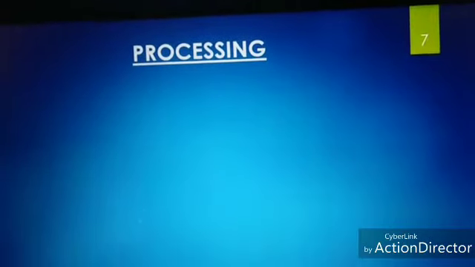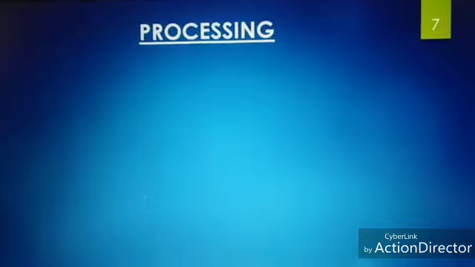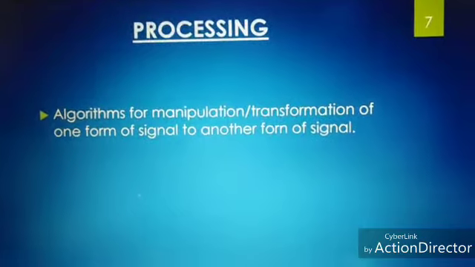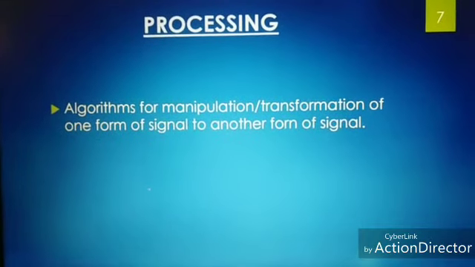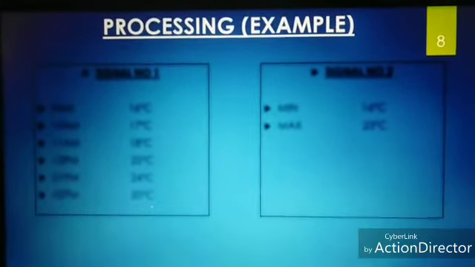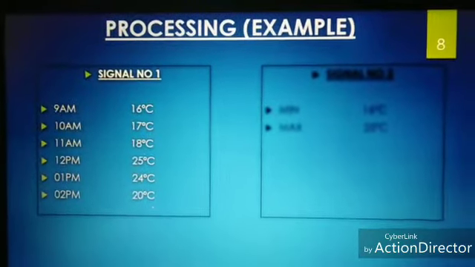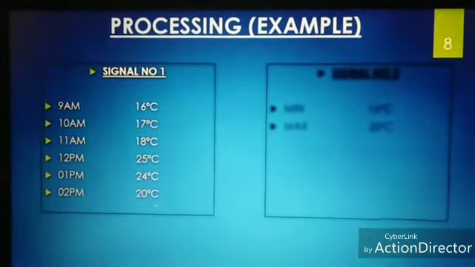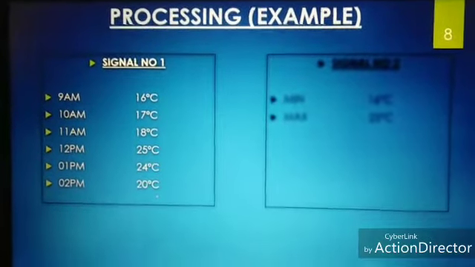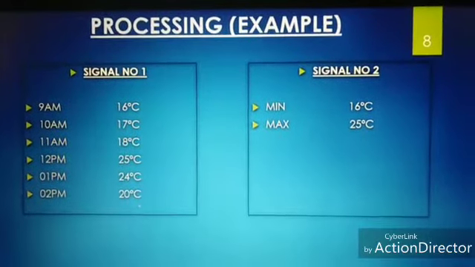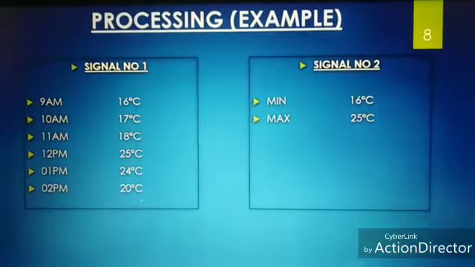Now the next thing is what is meant by processing, the third basic term of digital signal processing. Processing is basically algorithms for manipulation and transformation of one form of signal to another form of signal. Let's consider an example that will explain processing. This is signal number 1, which contains temperature varying with respect to time taken in hours, and signal number 2 also contains temperature, the minimum temperature and the maximum temperature.